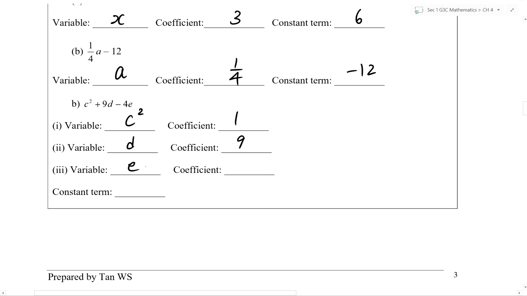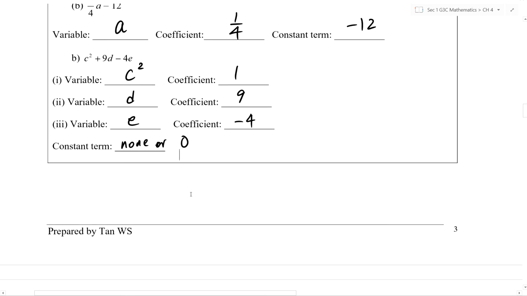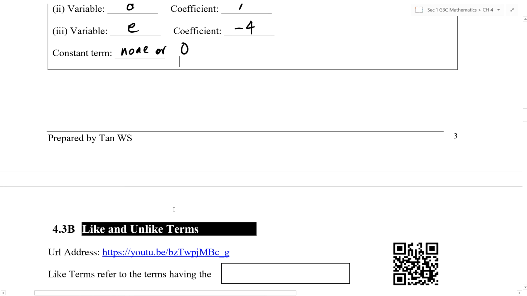Next one, E. Is it 4 or -4? -4. Constant term? None. Or you can say 0. Okay, that is our constant term. 0. It's nothing. Constant term has no variable. It's just a number by itself.